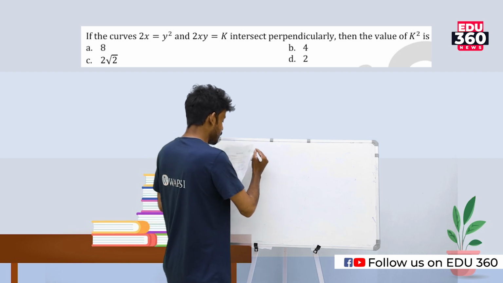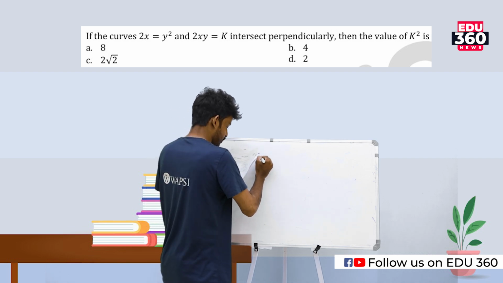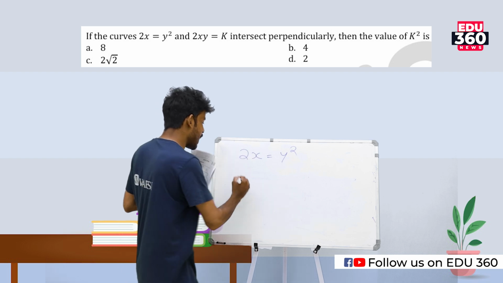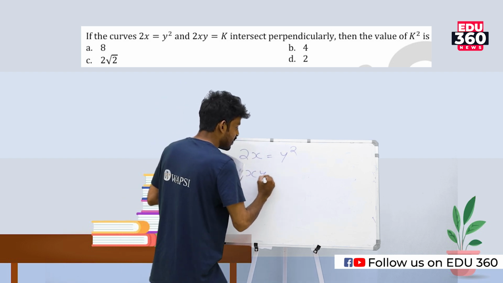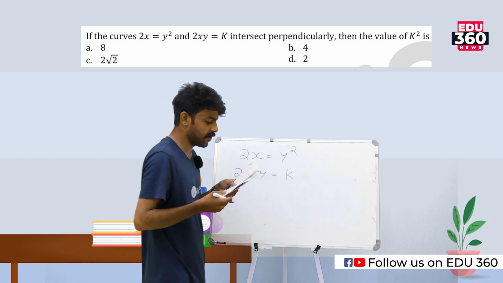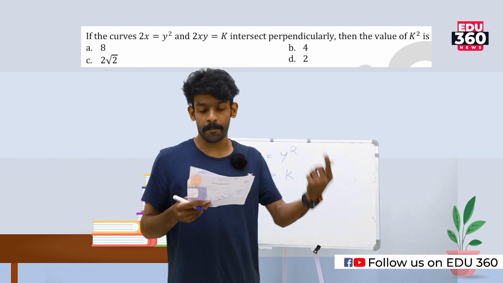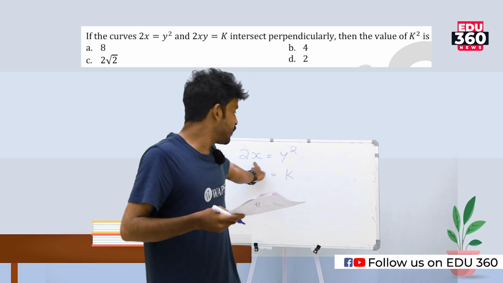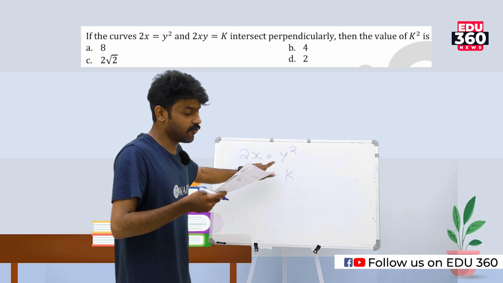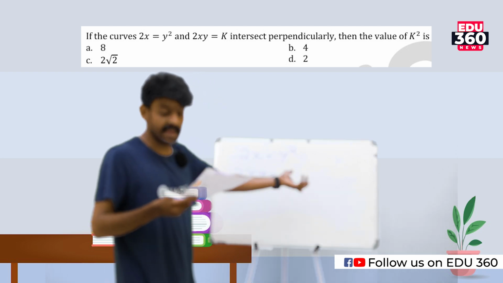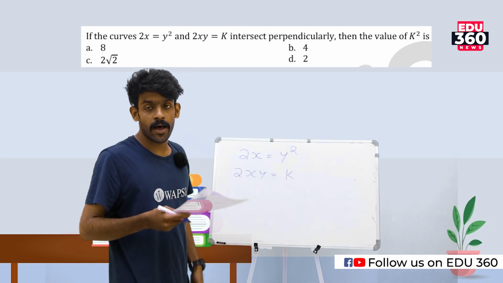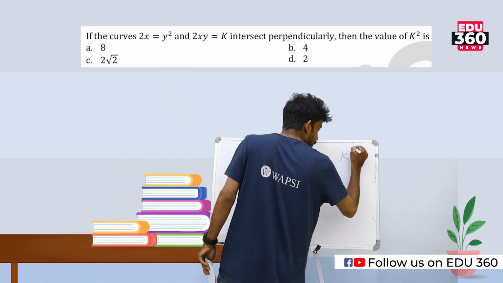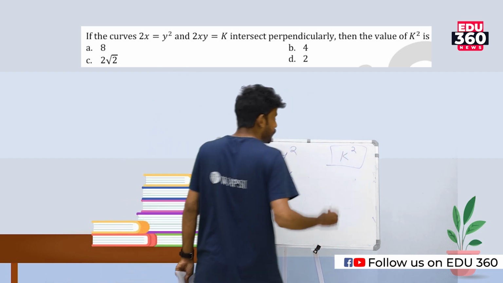So the two curves are 2x = y², and 2xy = k. They intersect perpendicularly, it's already given. If the curves 2x = y² and 2xy = k intersect perpendicularly, then we need to find the value of k².